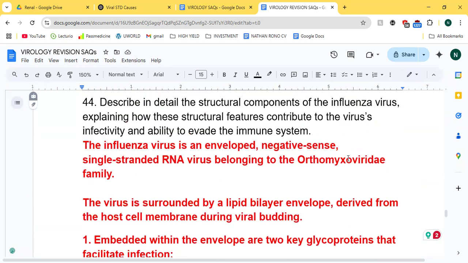So, as I said, it can be any viral structure and how it evades the immune system. It can be COVID, so you mentioned the spike protein. It can be HIV. It can be hepatitis B. Okay, any.